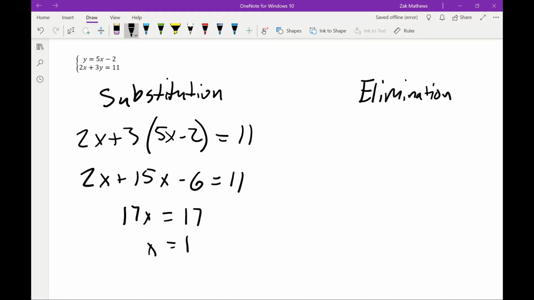And we're halfway there because remember, when we were solving these systems, we're not just looking for a single variable, we are looking for the point of intersection. We're looking for the point that validates both equations. So now that I have my x, I have to go back and get my y.